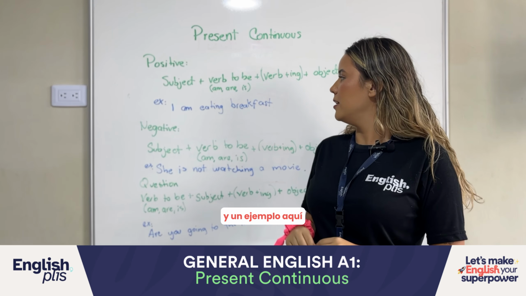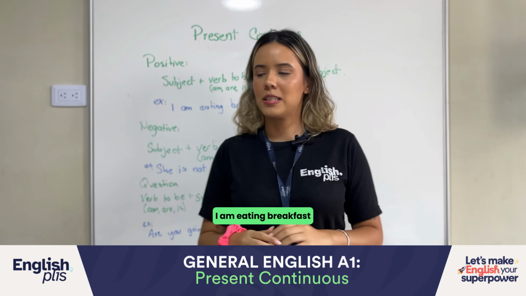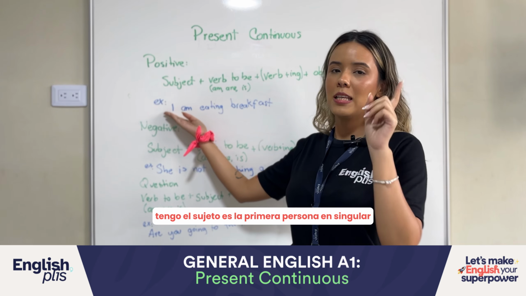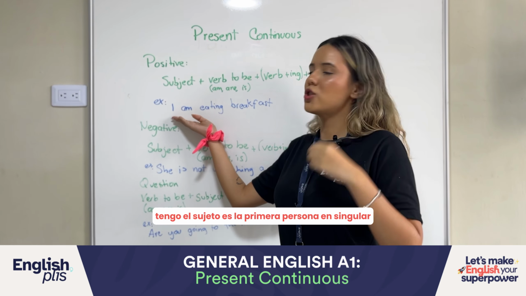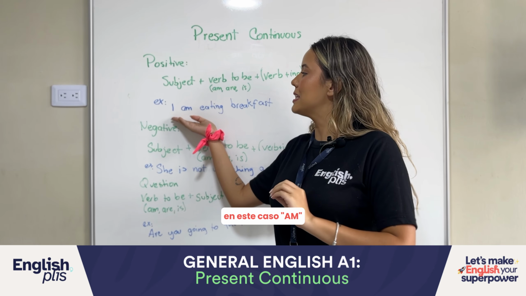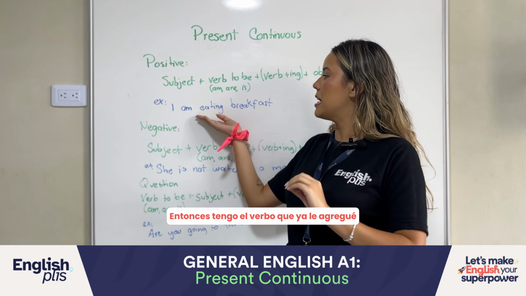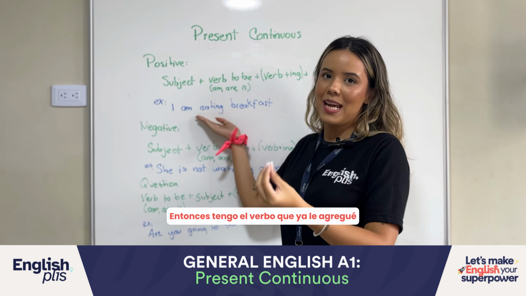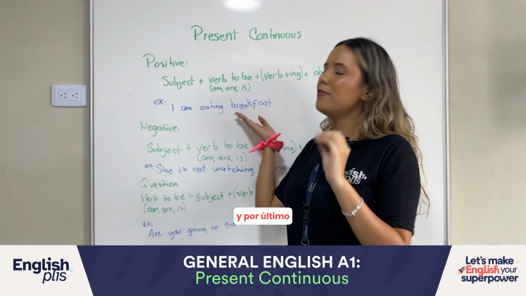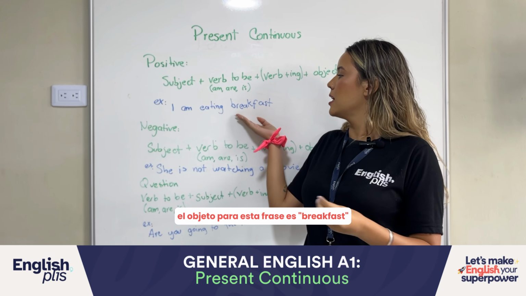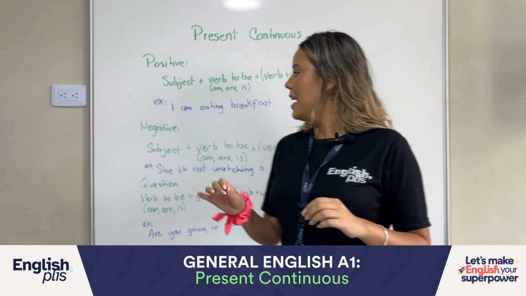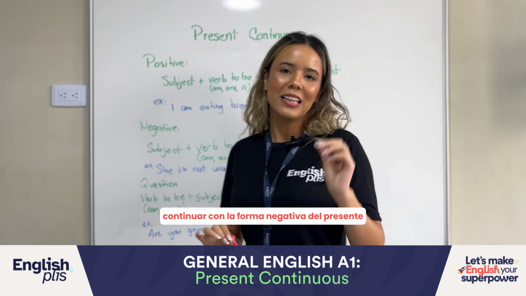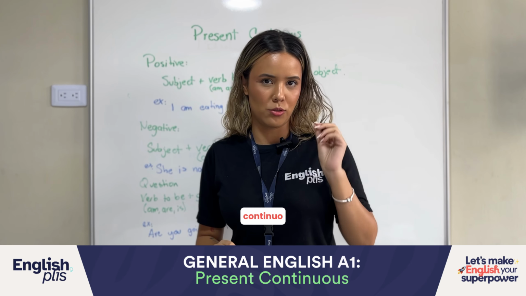And an example here, I am eating breakfast. As you can see, I have the subject, it's the first person in singular, so I'm using the verb to be, in this case, am. Then I have the verb that I already added the ing to, eating, and finally the object for the sentence is the breakfast. Now I'm going to continue with the negative form of the present continuous tense.